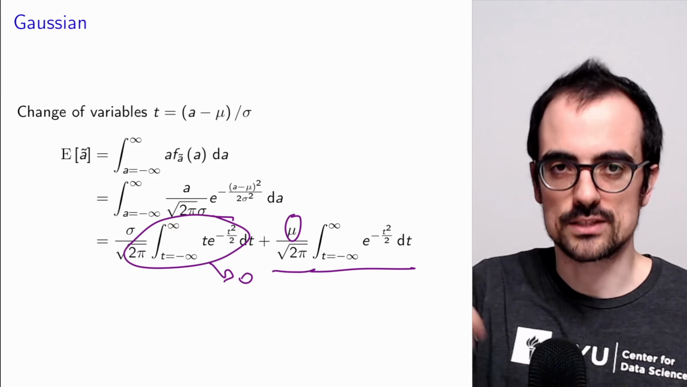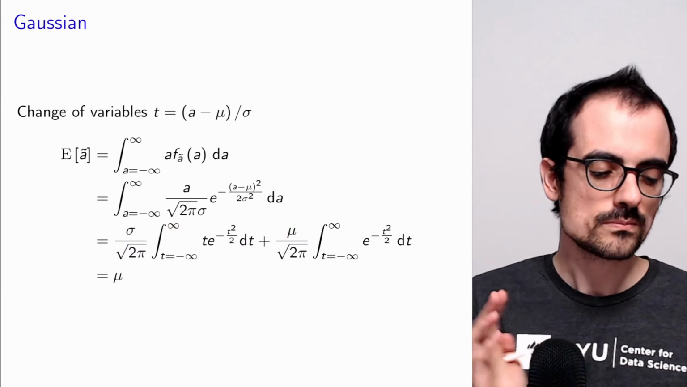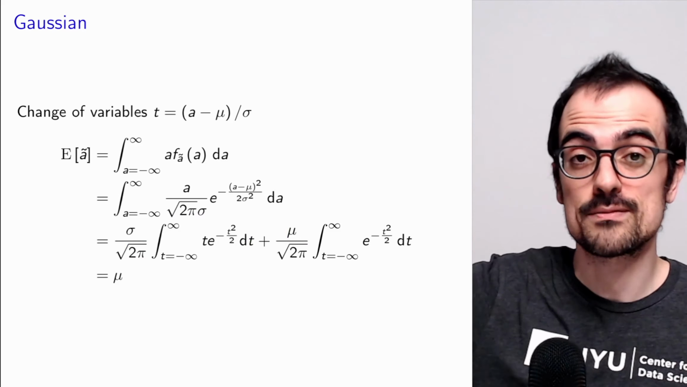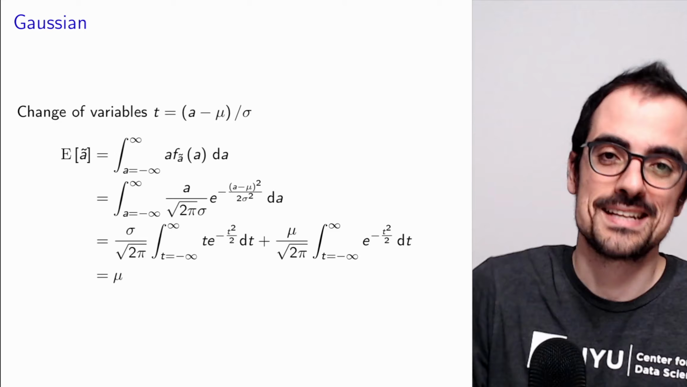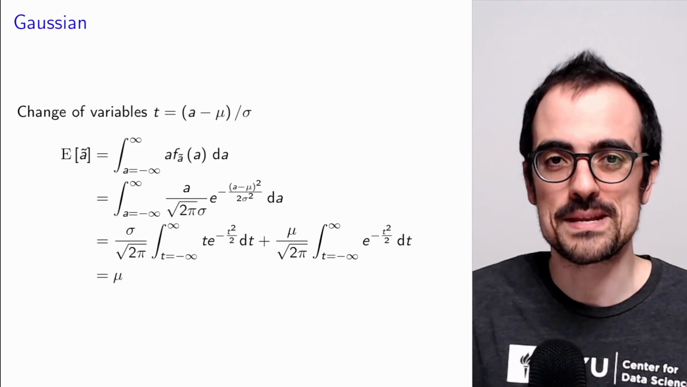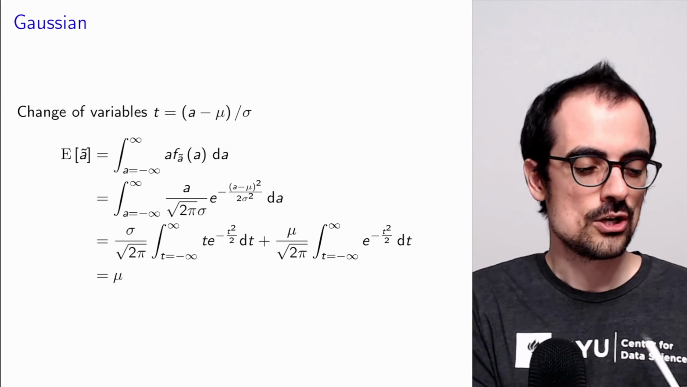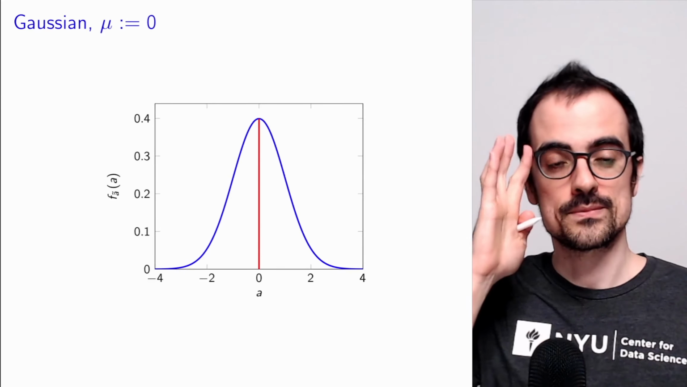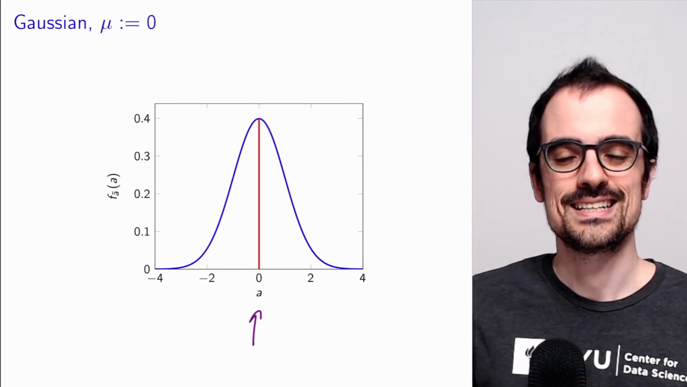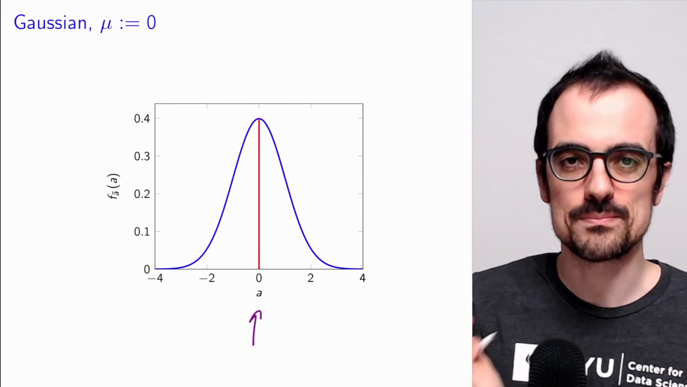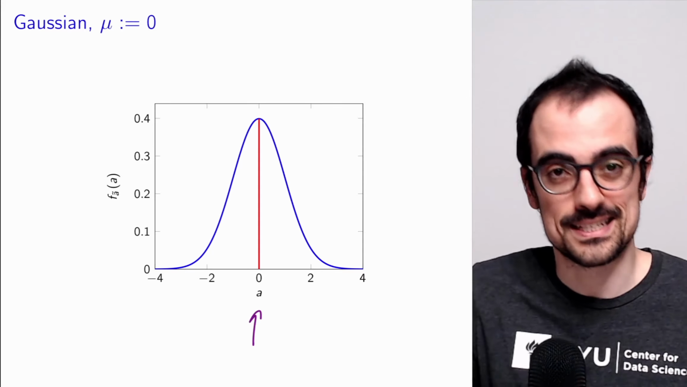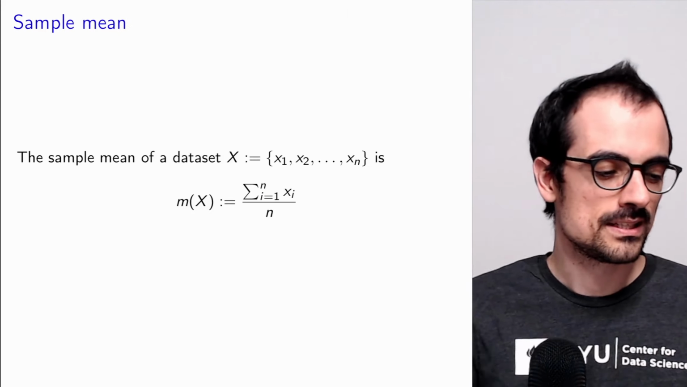Again, I just recommend that you do this by hand. And we have that the mean of a Gaussian random variable is equal to its mean parameter, which is, thank goodness, because we call this thing the mean parameter for a reason. Remember that a Gaussian is centered at its mean parameter. That also happens to be its mean and its median. This doesn't happen for other random variables.